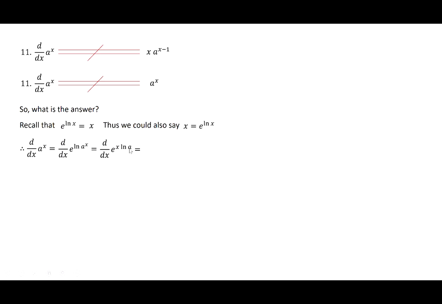Natural log of a is a constant. So constant multiple. We'll pull that constant multiple out. So we have natural log of a times the derivative of x itself, which is 1. So we have a times natural log of a.